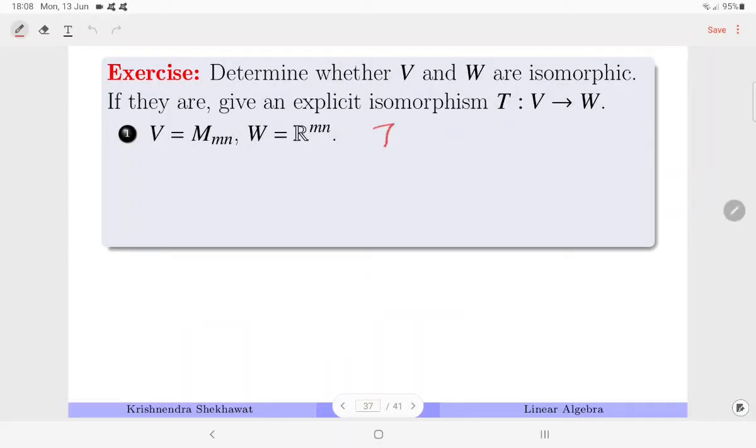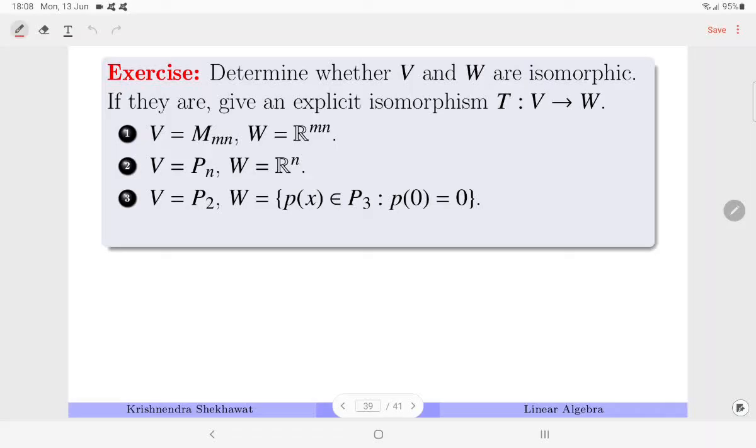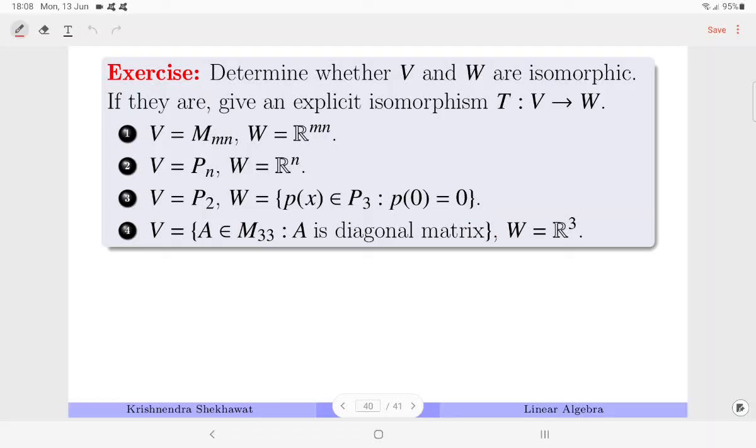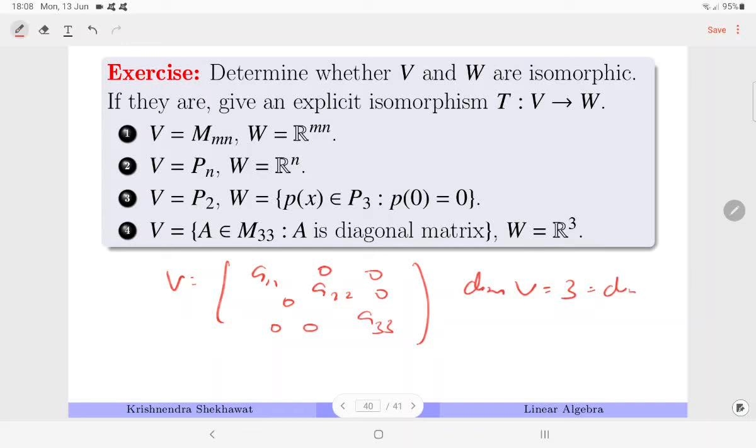Here both the dimensions are the same, which implies isomorphic. If you see the next one, the dimensions are not equal, it's n plus 1 and n, so V is not isomorphic to W. If you see this one, the dimensions come out to be equal. Here the dimension is 3 and the dimension of W is also 3. Please do try by yourself, it's very easy, and therefore they are isomorphic. The last one, the diagonal entries, which means V looks like A11, A22, A33, and all other entries are 0. Therefore dimension V is equal to 3, the same as dimension W, which implies V is isomorphic to W. Here also V is isomorphic to W.